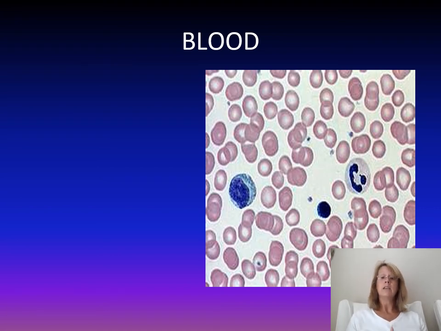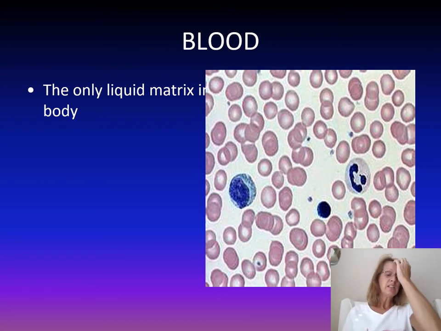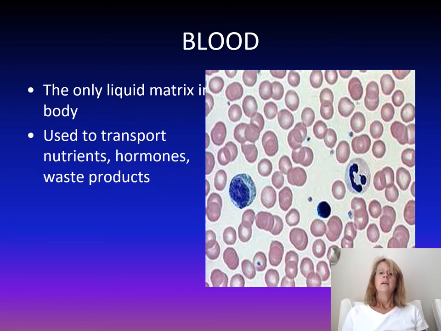Blood is not in here because it's later on in the coloring book where it talks about the different parts of your cardiovascular system. But blood is a tissue, and it's the only liquid matrix that we have in our body. And you can see here how there's a lot of space in between. And just to let you know, the red ones are obviously red blood cells, and these bluish purple ones are white blood cells. But blood is considered to be a tissue because it does connect the parts of the body together. And it's used to transport nutrients, hormones, waste products.